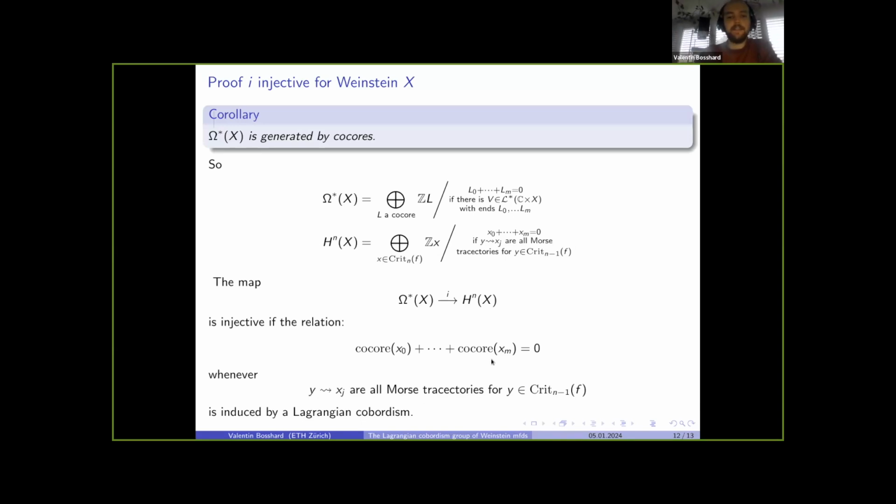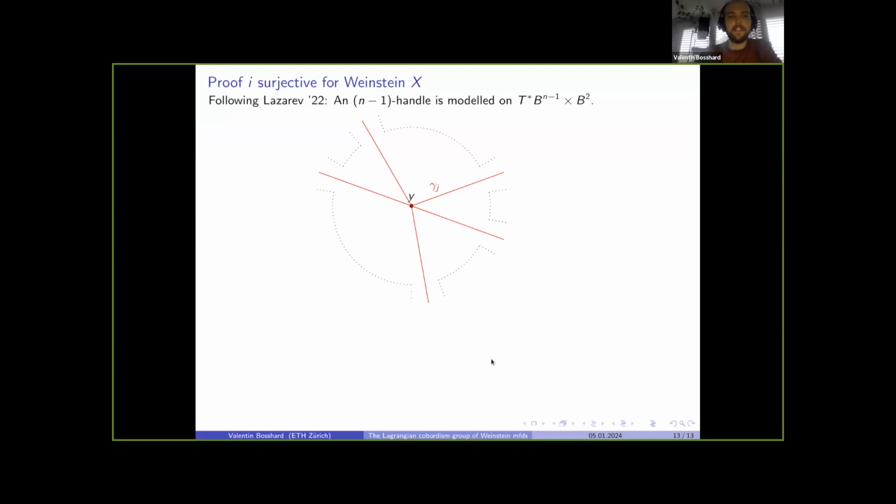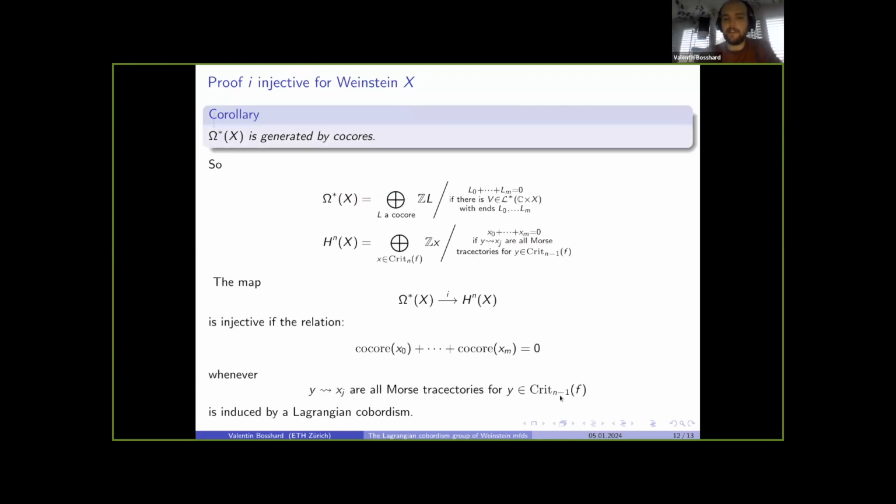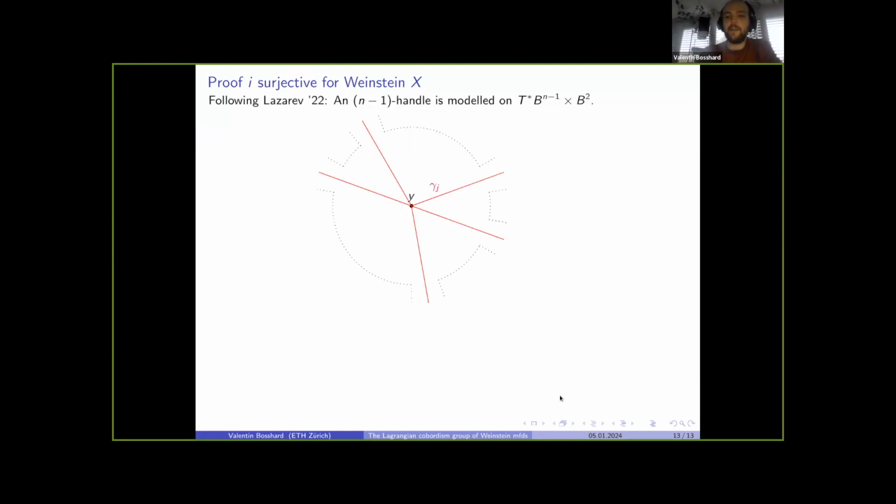And I would like to finish by this picture. This picture should give already the complete proof. This argument is following Lazarev, so he proved something similar, so I could borrow some steps from there. And it works like the following: as said before, we need to look at this critical point of index n-1. So locally, this n-1 handle that corresponds to this critical point y looks like that.